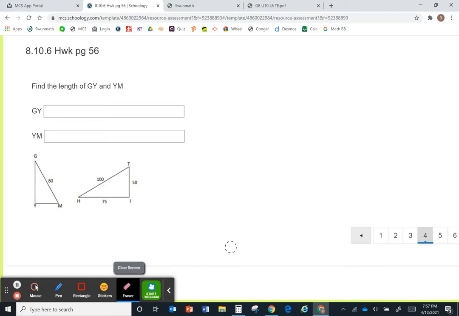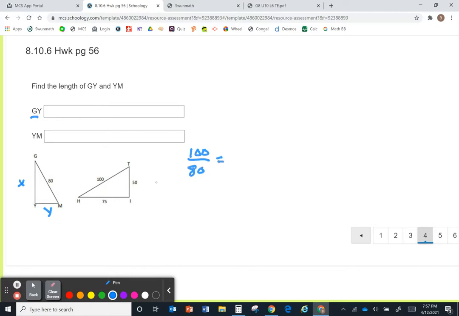Okay, this one's going to be a doozy. GY, I'm going to call it. We're going to do that first because we want GY here. I'm going to call GY X. Now this one's bigger. Here's this one and that one on my corresponding sides. So I'm going to do 100 over 80 equals, and if I turn this one like this, that's 75 as the X.